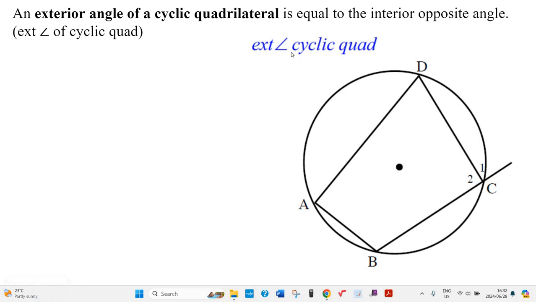Okay, let's look at this exterior angle of a cyclic quad. This is the reason we give when we use it. And it turns out that this angle out here, C1, you see this angle as this line goes out? It's on the outside, it's on the exterior. It equals this opposite interior angle inside the cyclic quad. They're just equal to each other.